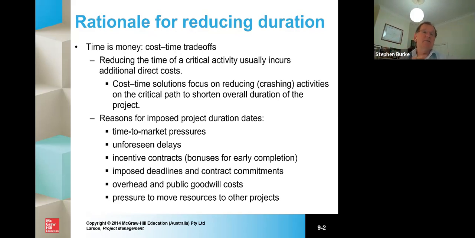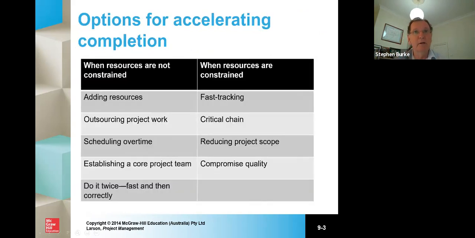Imposed deadlines. So if someone says, look, the deadline is now moved because of other factors, then you've got to do it. Or there are issues with overheads that are starting to get out of hand, things that you can't control, or public goodwill, and the pressure to move resources to other projects, for example. Because that could be the type of organisation you have. You need to move resources from project A to project B because project B in terms of priorities is much more important.